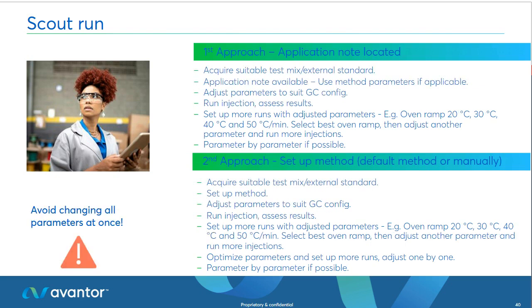The main thing to do is to avoid changing everything at once. If we change everything at once, it's very easy to lose track of which parameter is maybe causing the problems in your peaks and your chromatography, or maybe the parameter that you changed that maybe has improved the chromatography.